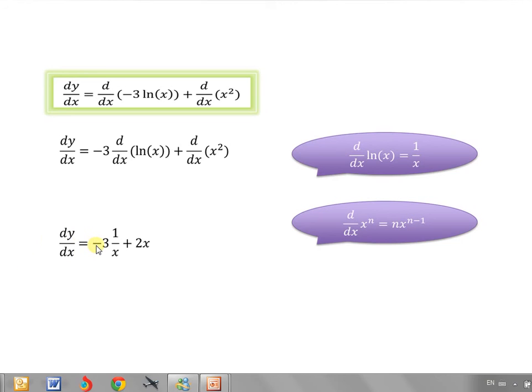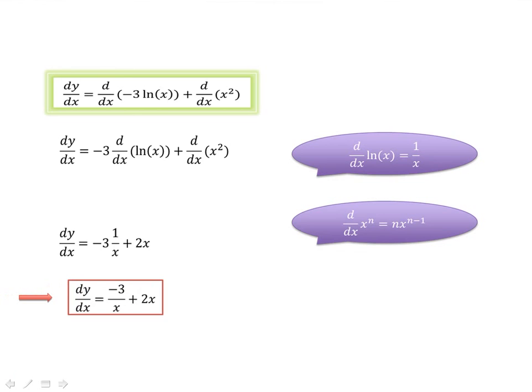The last thing we have to do is simplify this. Minus 3 multiplied by 1 over x is equal to minus 3 over x. So the derivative of our function is equal to minus 3 over x plus 2x. And that's it. We've finished deriving our ln function.